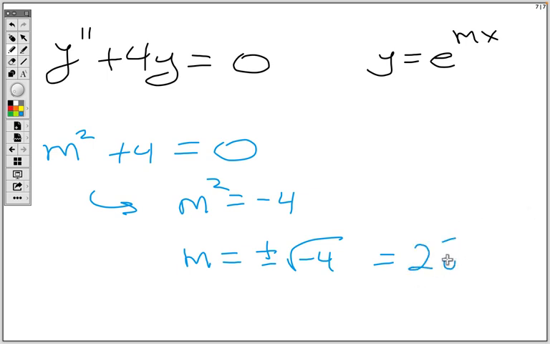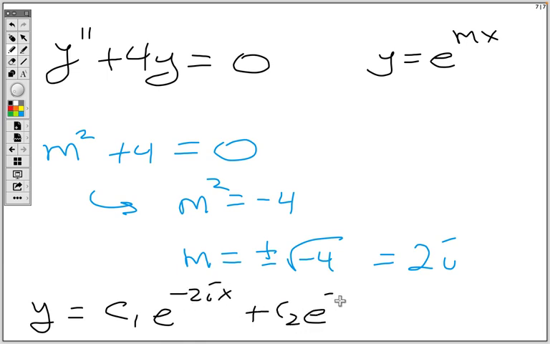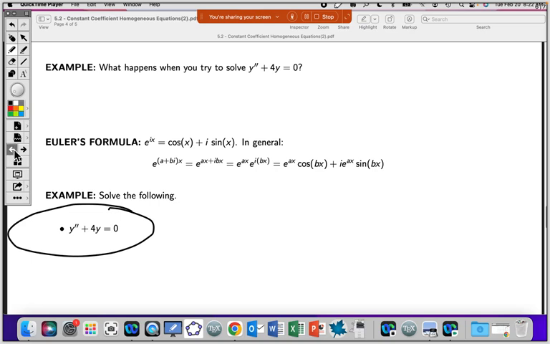Okay. And so if we just plug in what we did yesterday, we could say, okay, well, it's c1 e to the minus 2ix plus c2 e to the 2ix. But now we've introduced non-real numbers into our solutions, and we want to keep everything as real number solutions. This is where we're going to use Euler's formula.